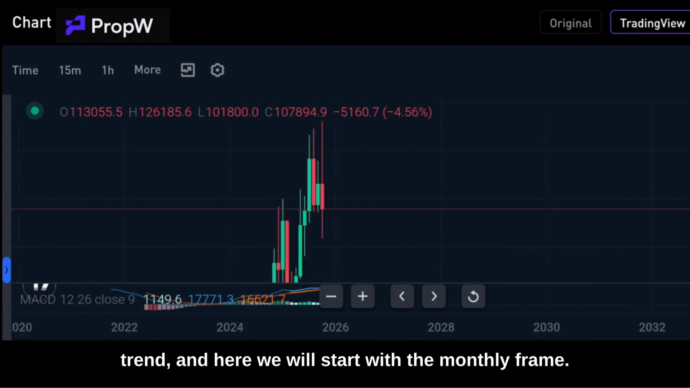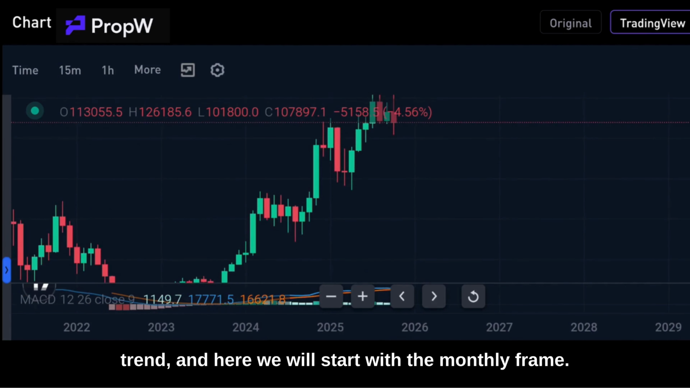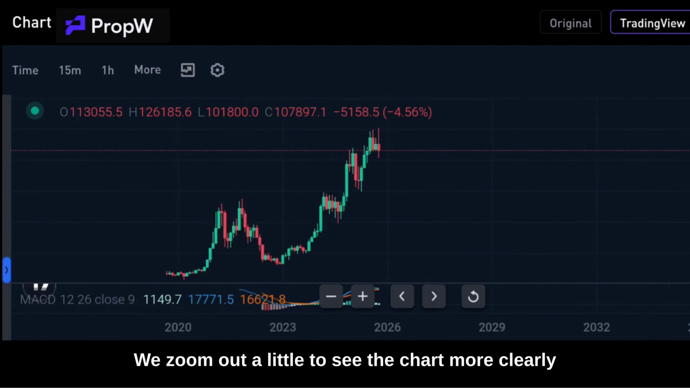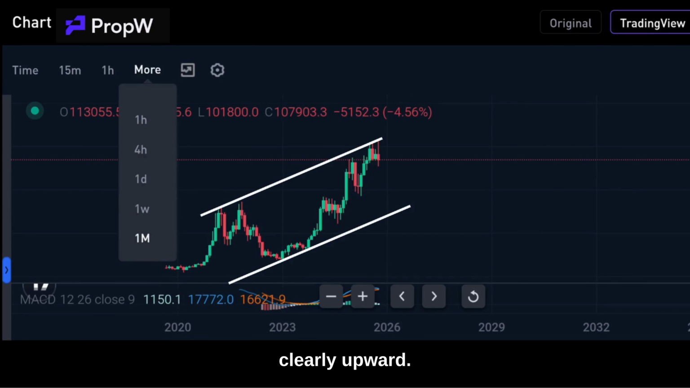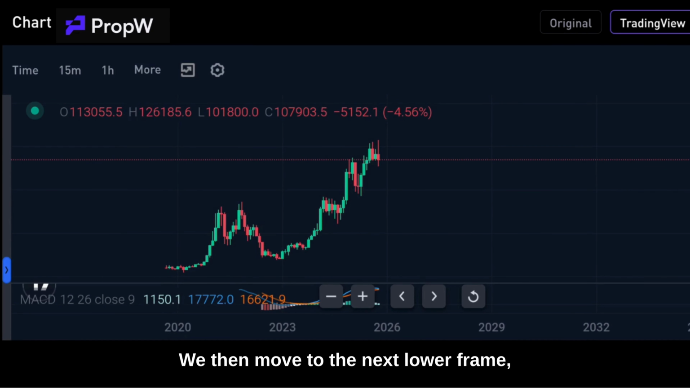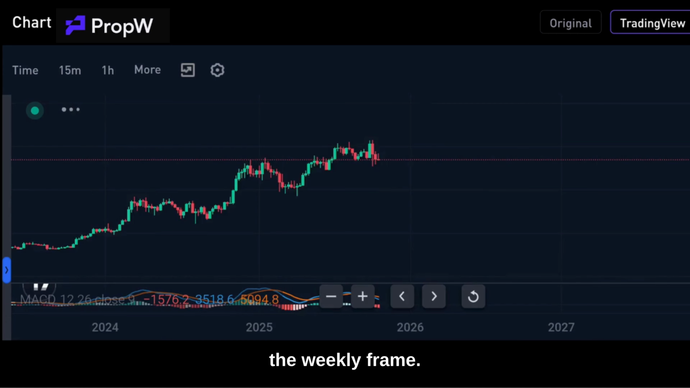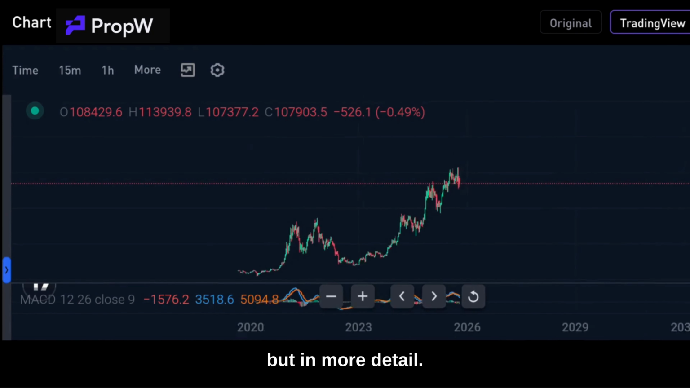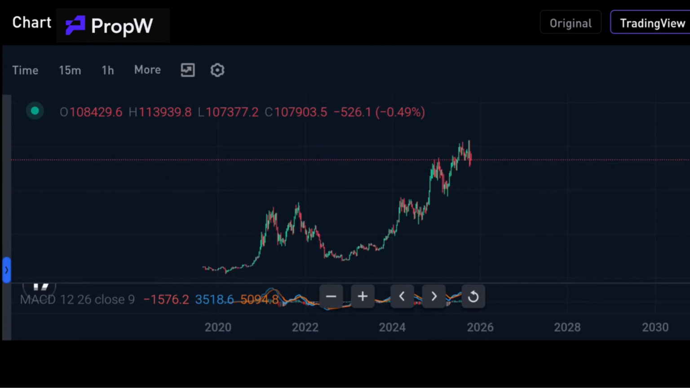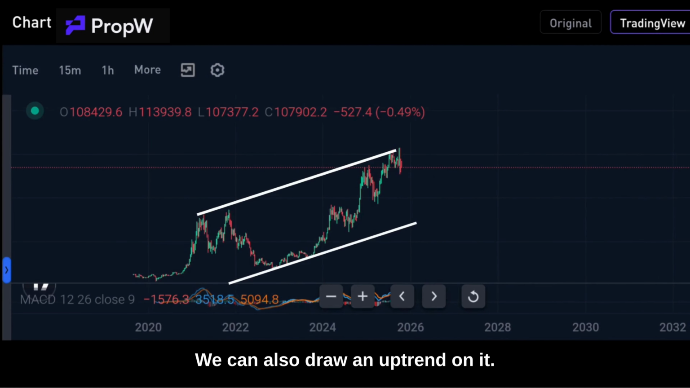Okay, my friend, for any analysis you want, you have to start with the highest frame available to determine the trend, and here we will start with the monthly frame. We zoom out a little to see the chart more clearly. Here we can see that the primary trend is clearly upward. We then move to the next lower frame, the weekly frame. We also see that the trend is upward on the weekly frame, but in more detail. We can also draw an uptrend on it.